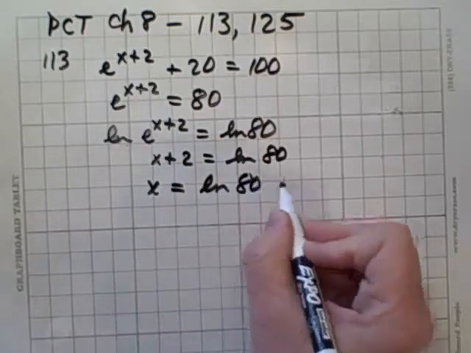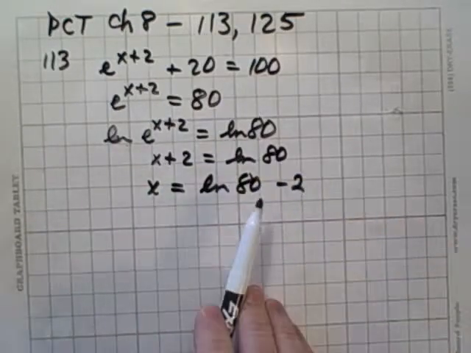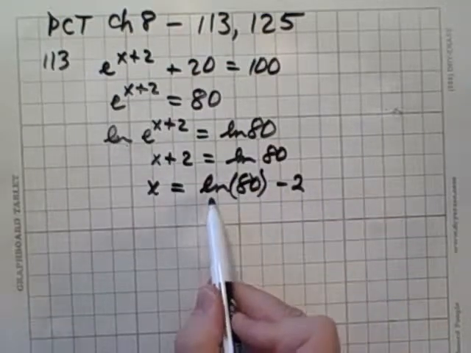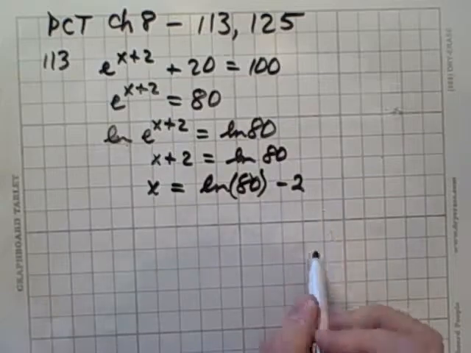Natural log of 80 minus 2. Don't be tempted to subtract these. The 80 is part of the argument. It goes with the logarithm. So that is the exact answer.